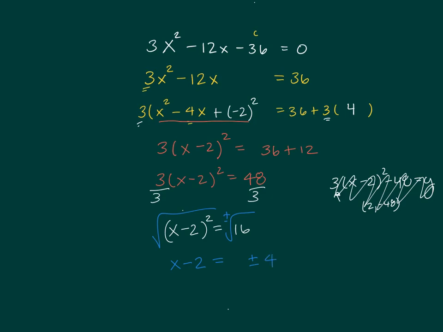To solve for x, just add 2 to both sides. And x is going to equal 2 plus 4, and x is also going to equal 2 minus 4. So you should get that x equals 2 plus 4 is 6, and x equals 2 minus 4 is -2. And those are your answers. They're easily obtainable by factoring, but it's good to know how to complete the square when there is an a term. There's going to be another video for what to do when there's a negative in front.